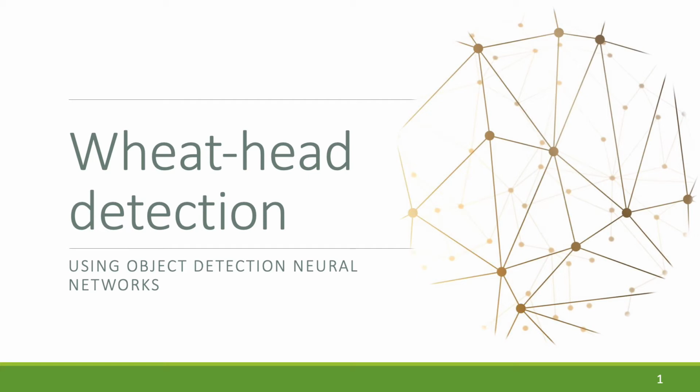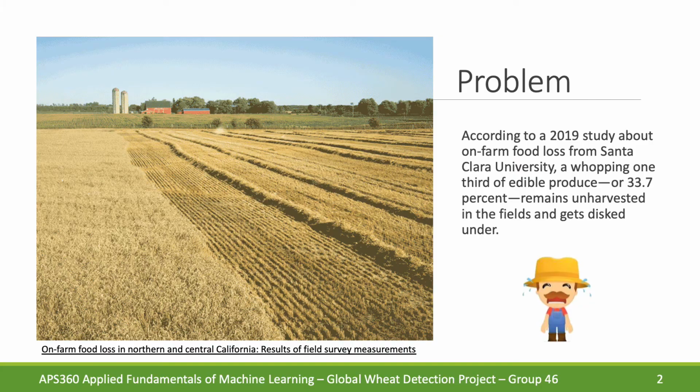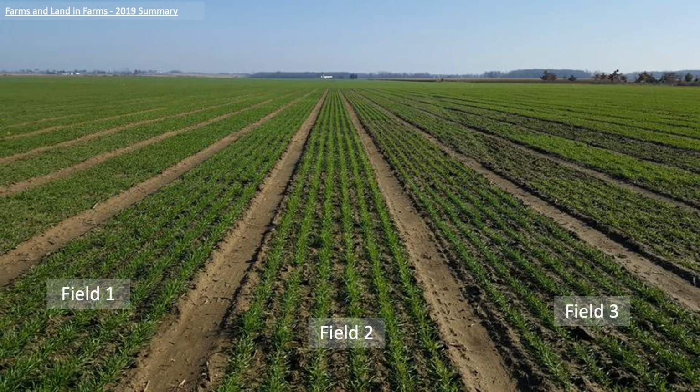Hi, today we'll be going over a model that performs weed detection using an object detection neural network. According to a 2019 study, about one-third of yield goes unharvested. That's a significant opportunity to reduce waste and increase profits. On average, the size of a US farm is about 400 acres. Farmer Sam is a wheat farmer and wants to make the most of this opportunity.